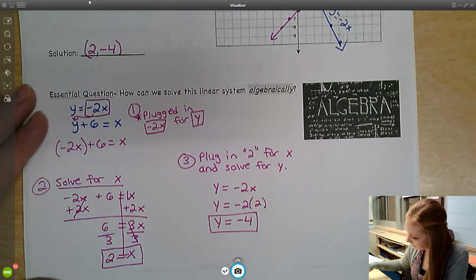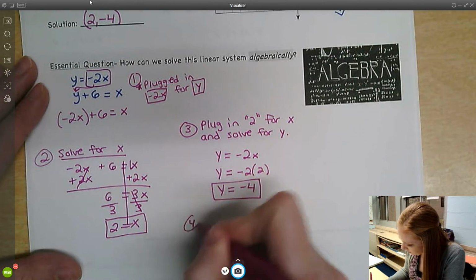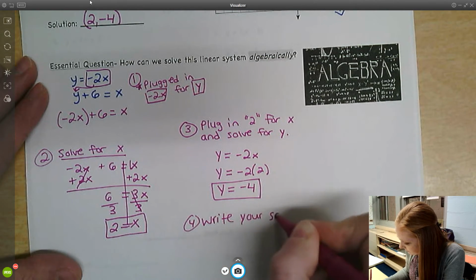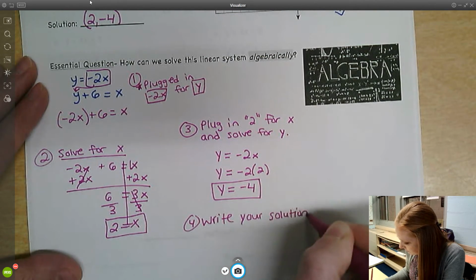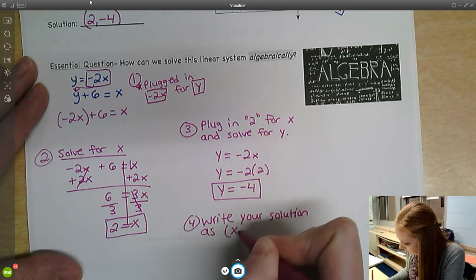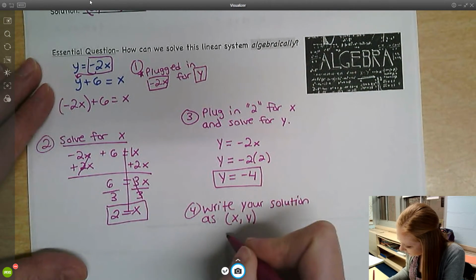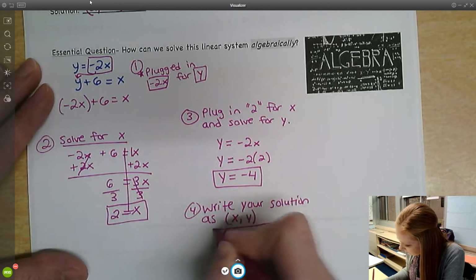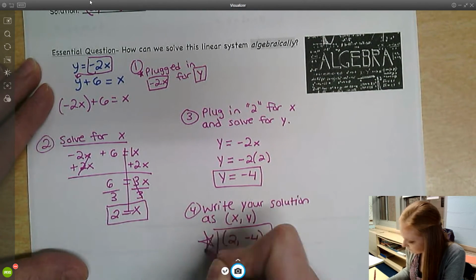So then our last step is to write your solution as x comma y. So our x is 2 and our y is negative 4. All right.